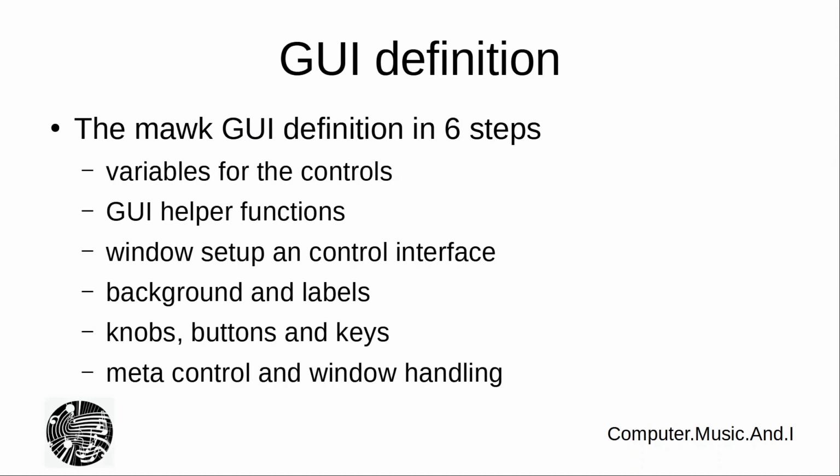Okay, so in order to do the GUI definition, we follow 6 steps. What we have to do is define variables for our controls. We need these variables later in order to access the controls and to manipulate them, for example, if we want to connect our MIDI interface to the graphical user interface. We then define a set of GUI helper functions. These helper functions are basically just helping us to write less code and make the GUI definition a little bit less tedious and cumbersome. Then the next step will be the window setup and the control interface.